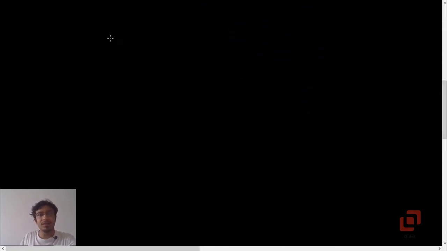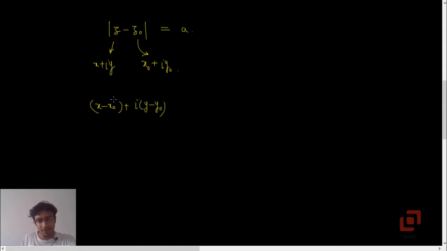Let us now try to consider the following representation. Mod of z minus z naught equal to a. Now, what does this mean? Let us assume that our complex number z is x plus iy, which is a variable complex number. And let us also assume that z naught is a fixed complex number. Let's call it x naught plus i y naught. Now z minus z naught will be x minus x naught plus i into y minus y naught.